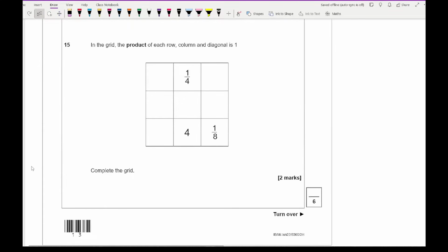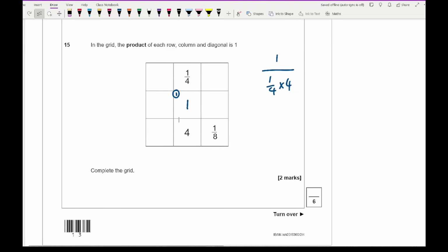Then moving on to question 15, it says in the grid the product of each row, column and diagonal is 1, and we need to complete the grid. So for this, you want to multiply the two boxes that you know and then divide the answer from 1. So if I look at this one here, I know these two boxes, so if I do a quarter times 4 and then divide the answer from 1, I should get what that missing box is going to be. So a quarter times 4 is going to be 1, and then what times by 1 gives you 1? Well, it's going to be a 1.